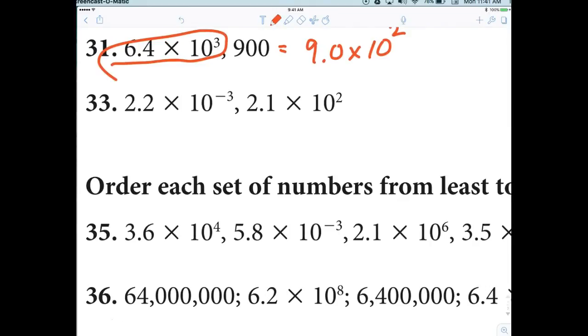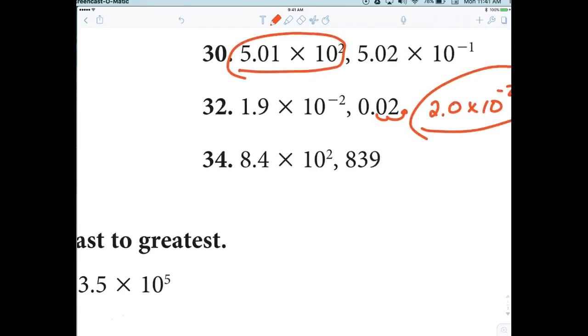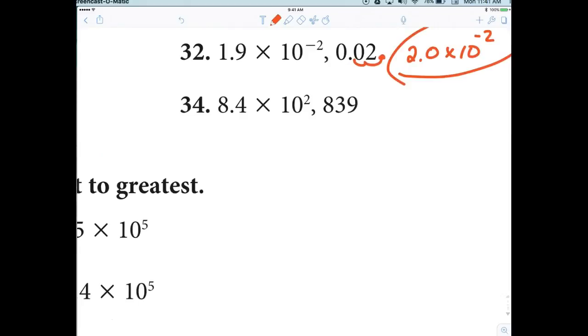Well, 33 is kind of easy. What are you thinking, Jesse? Second one. Second one is bigger, yep, because the exponent is bigger. Very good.